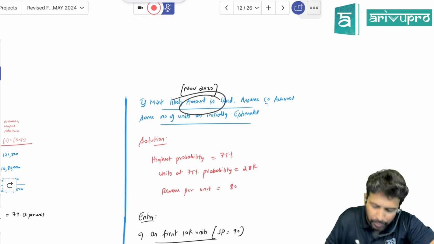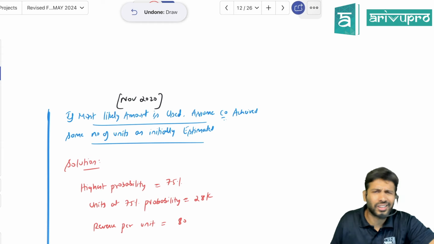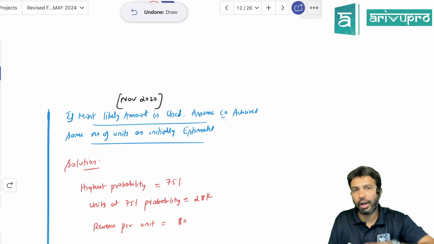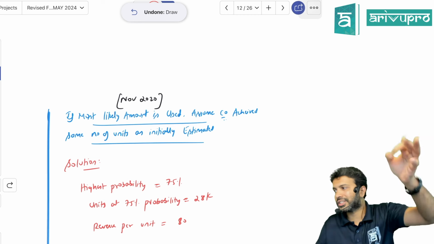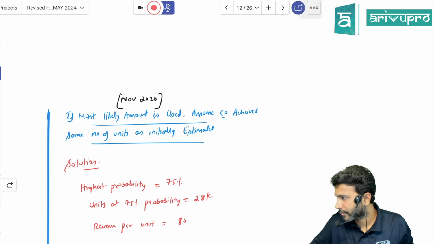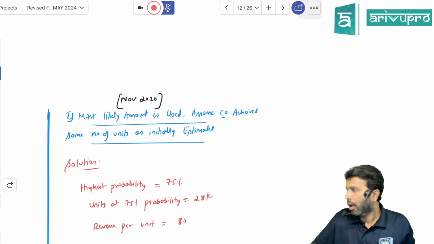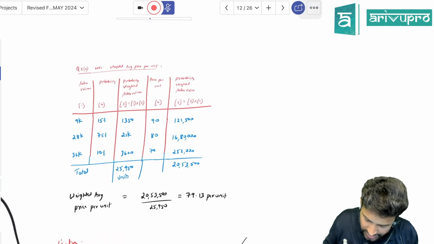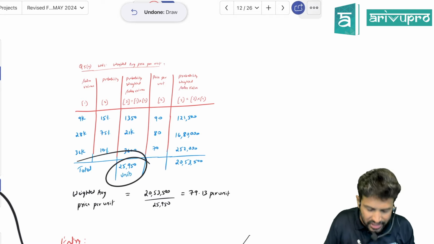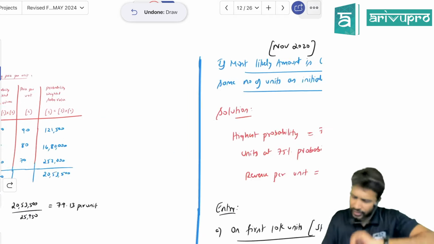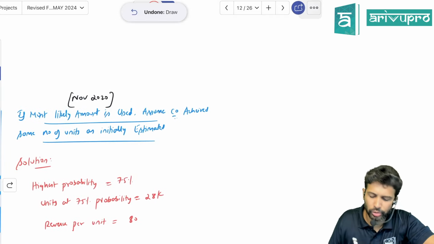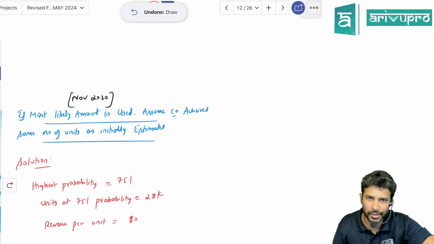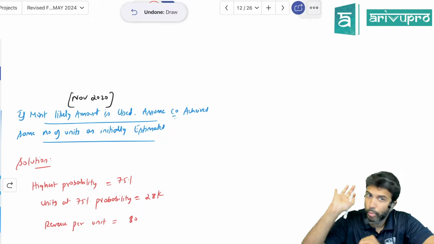So if the most likely amount is used, what is the assumption? Whatever number of units the entity estimates the customer will buy, the customer purchases that much only. Because this is also an estimate, right? The same requirement was given in that question also: assume the company achieved the same number of units as initially estimated. Now we are using the most likely amount basis.